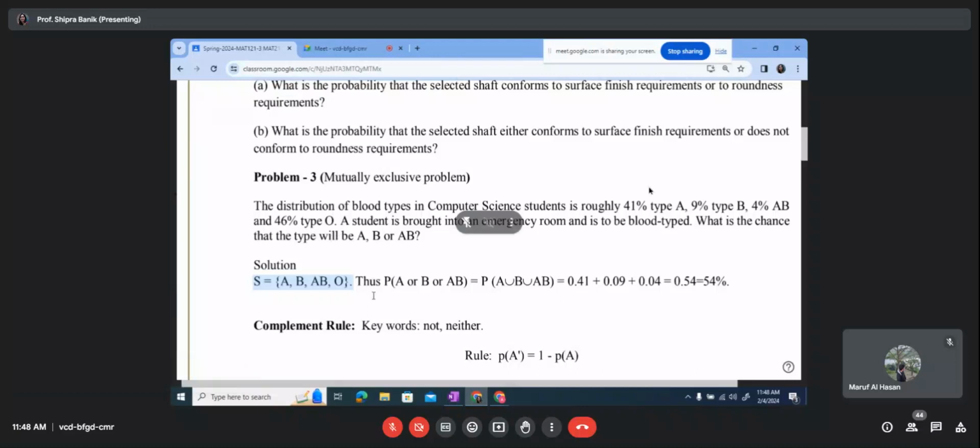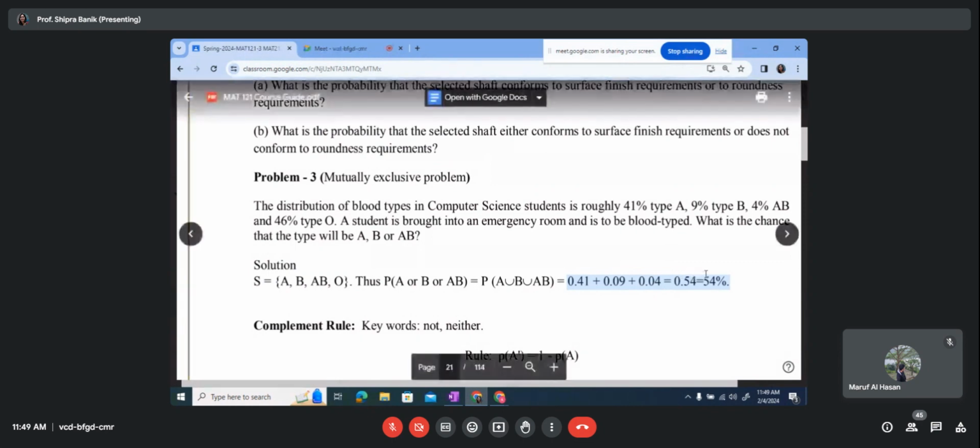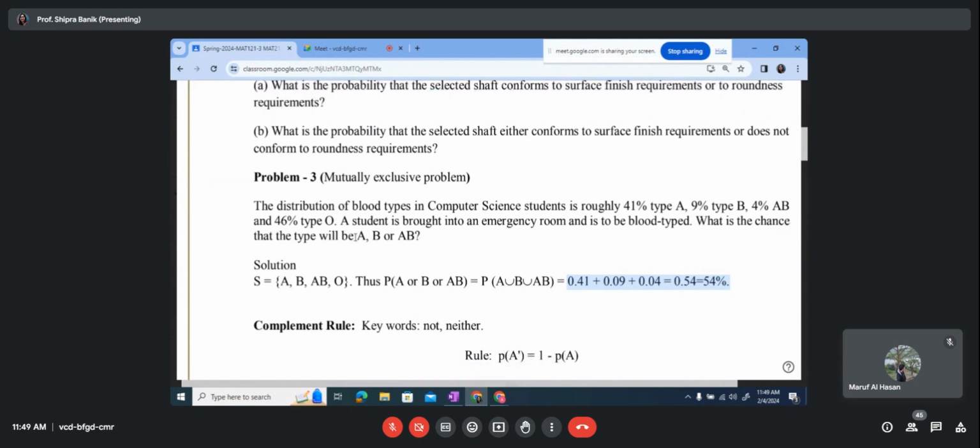Type, then we have to calculate this one. What does it mean, this one? We have to write as a union: probability of A union B union AB. There, we cannot write any joint event because we know very well it is not a possible case. So the simple way is to just add the 3 given probabilities, and here we are saying the chance that the student's blood type will be one of the above, isn't it? One of these blood types, either A or B or AB, isn't it?